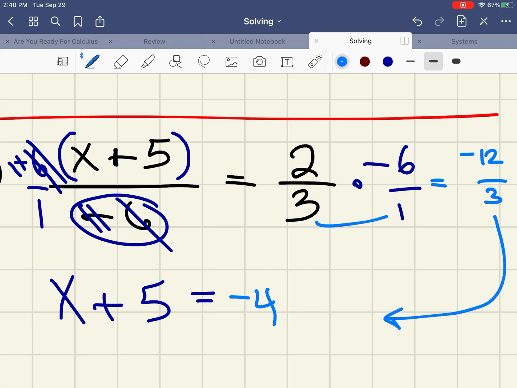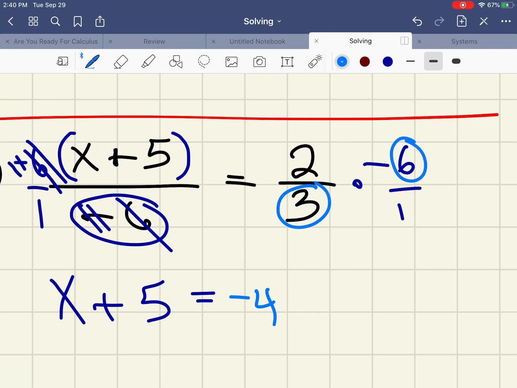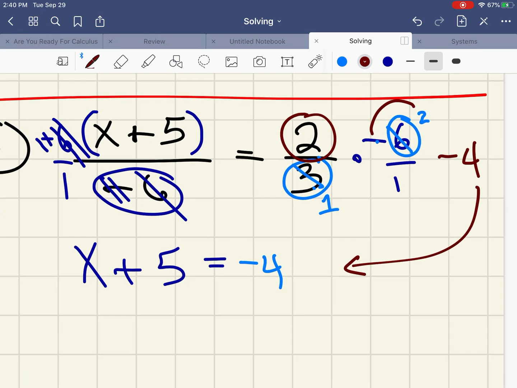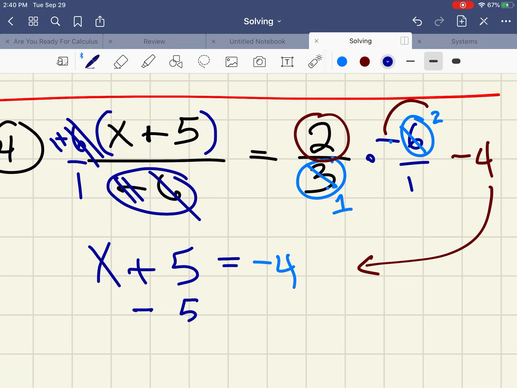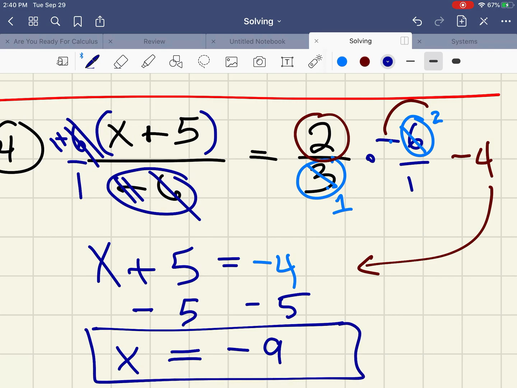Or I could have also done it slightly differently. Should still get the same answer, right? So if I say 3 and 6 have a common factor of 3, if I divide the 3 by 3, I get 1. And if I divide the 6 by 3, I get 2, keeping in mind that the negative does not go away. And I do 2 times a negative 2, which is negative 4. Same answer. That still leaves me with this last step of subtracting 5 from both sides. X equals, the 5s cancel, negative 9. So that's a quick look at solving equations that are two-step equations.